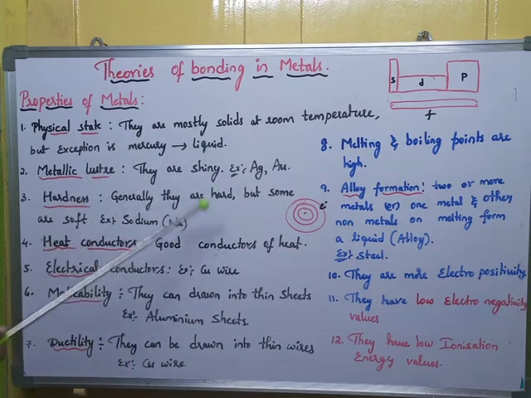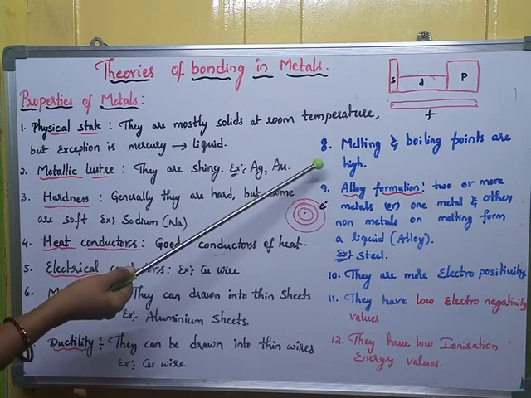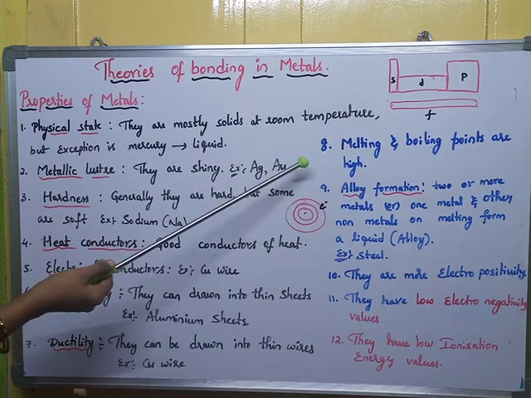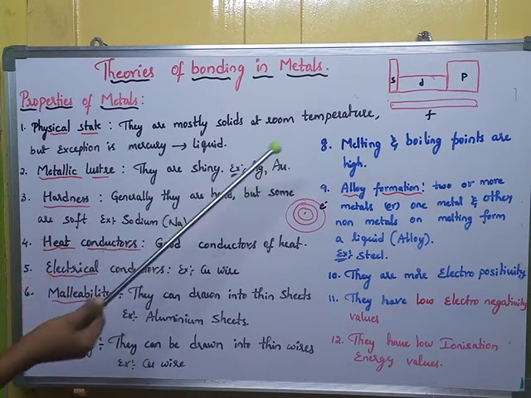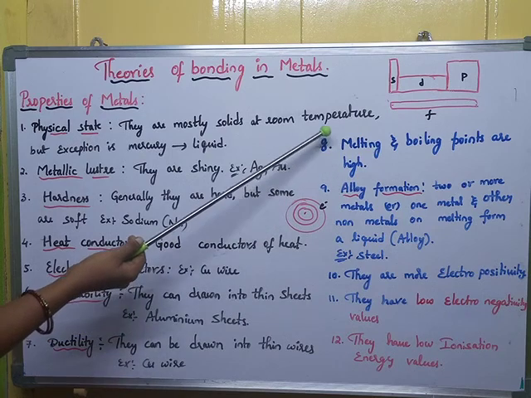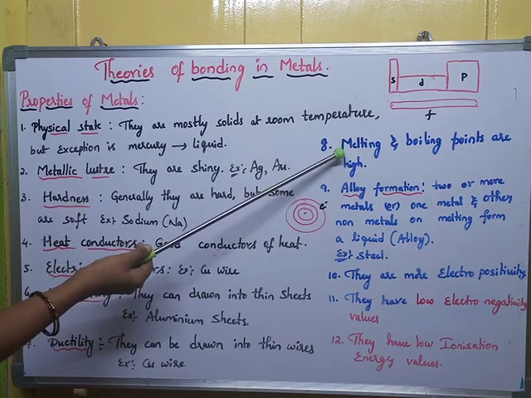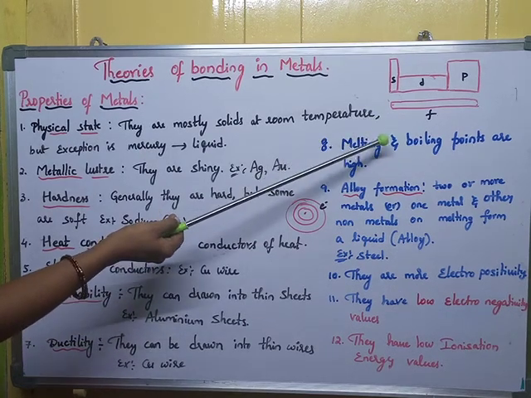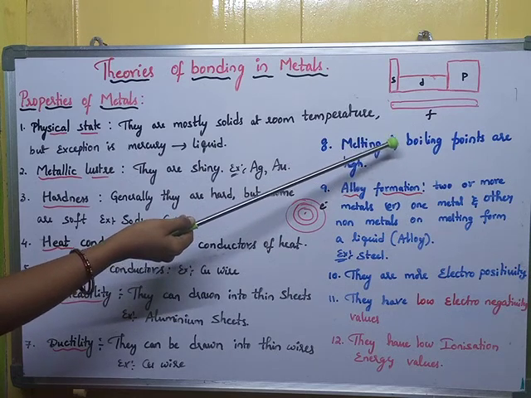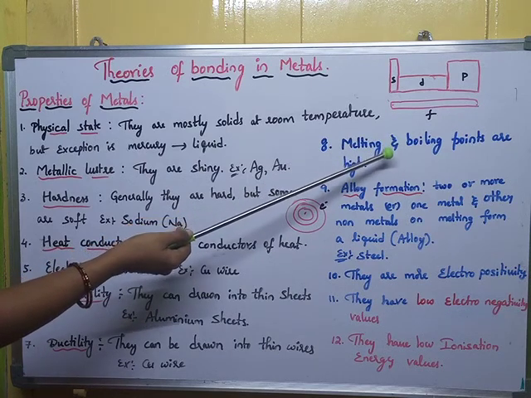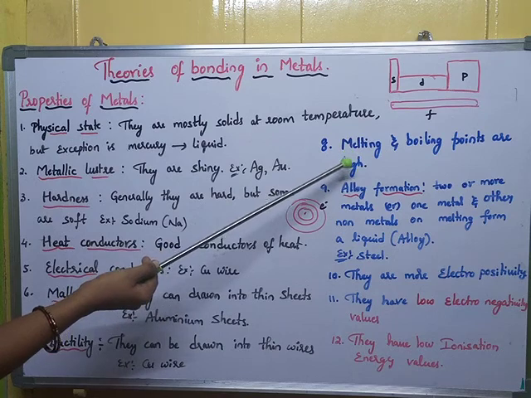Next, coming to the melting and boiling points. The melting and boiling points are very high for the metals. What is meant by melting point? The point at which the solid melts into the liquid is the melting point. The point at which the liquid changes into vapor is called the boiling point. So both the points will be high for the metals.